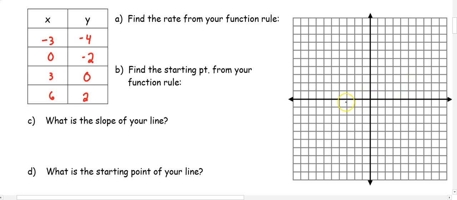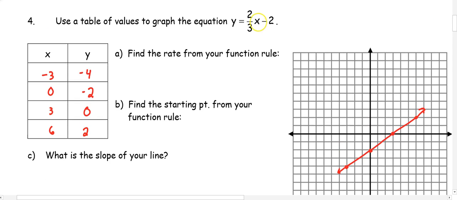So first I'm going to graph my points, so -3, -4, 0, -2, 3, 0, and 6, 2. And I can connect those lines. So find the rate of your function rule. So remember that the rate of the function rule is also known as the slope. It's what's in front of the x, so it'd be 2/3.